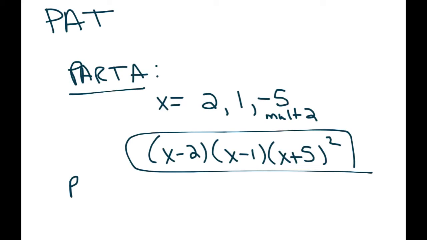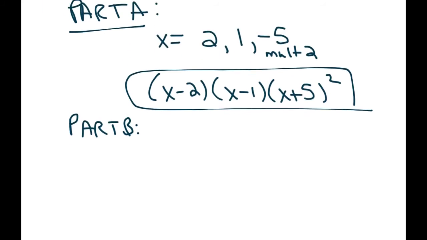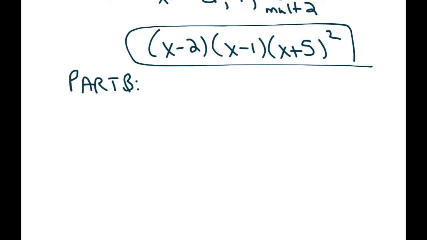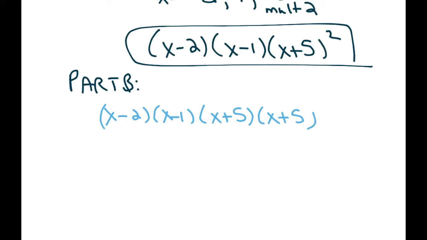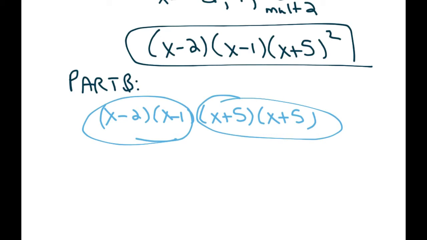In part B, they asked me to write my function in standard form. In other words, I need to multiply it out. So this is what I'm going to do to multiply it out. Since this multiplicity of 2 is the same thing as writing it twice, I am going to multiply these together and multiply these together, because you can only ever multiply 2 factors at a time.